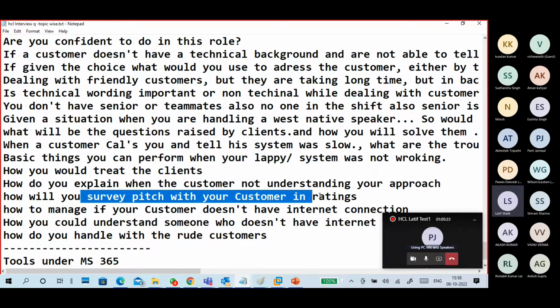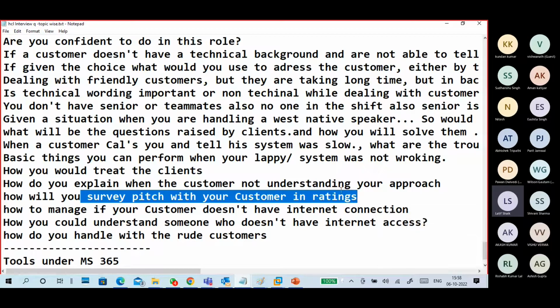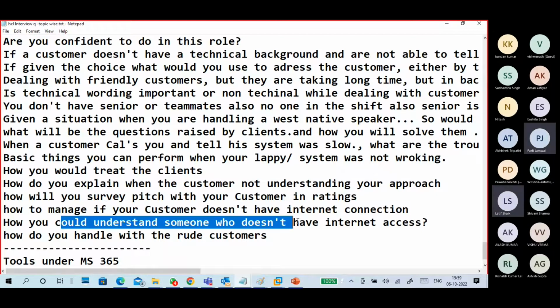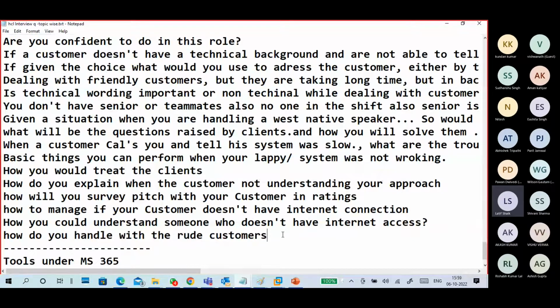Survey pitch with your customer in a rating. People will ask, please give me a 5-star rating. Please give me a rating. Manage if your customer does not have an internet connection. Understand someone does not have internet access. Handle rude customers.